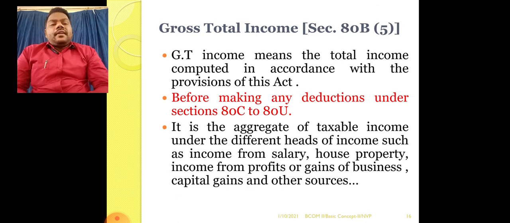Now, another concept, that is gross total income. Section 80B, subsection 5 of the Income Tax Act 1961 defines gross total income. Gross total income means the total income computed in accordance with the provisions of this Act before making any deductions under Section 80C to 80U. It is the aggregate of taxable income under the different heads of income, such as income from salary, house property, income from profits or gains of business, capital gains, or other sources.